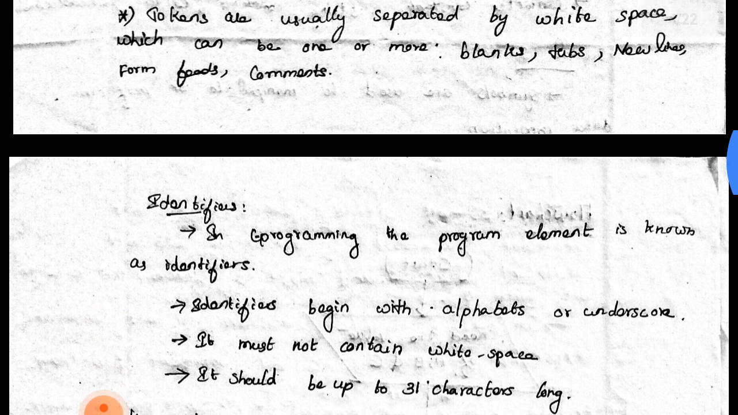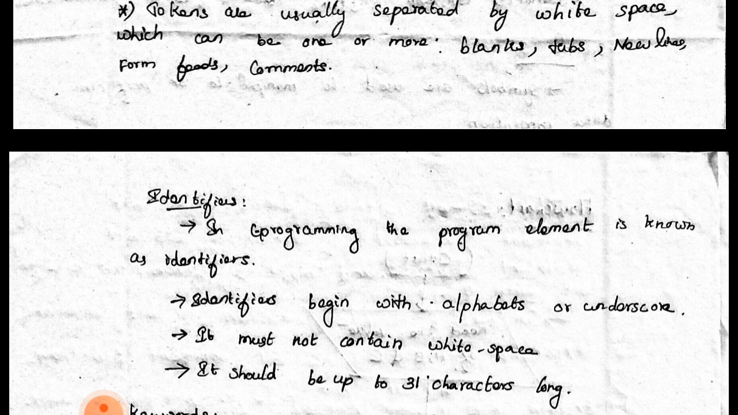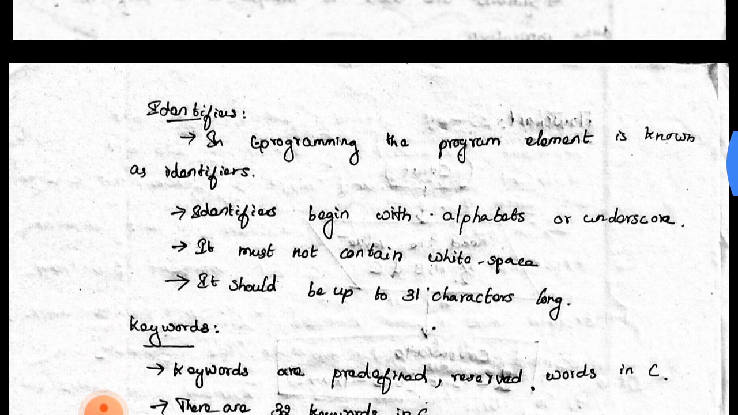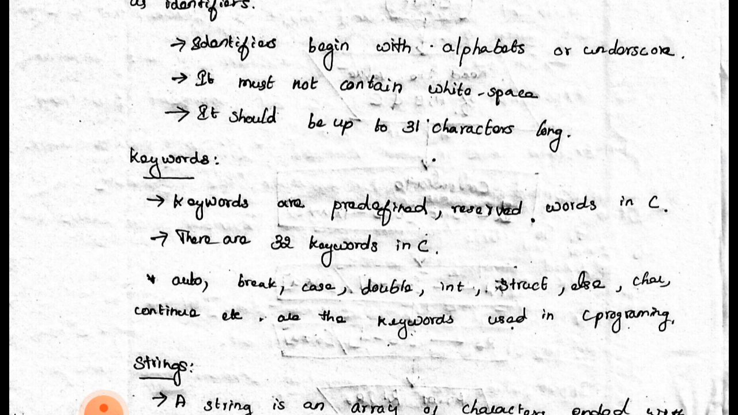Then we see about identifiers. In a program, the program element is called an identifier, which starts with an alphabet or underscore. It must be at most 31 characters long. Then keywords. Keywords in a program are reserved and predefined. They may be const, struct, continue, break. These are all keywords used in a C program.